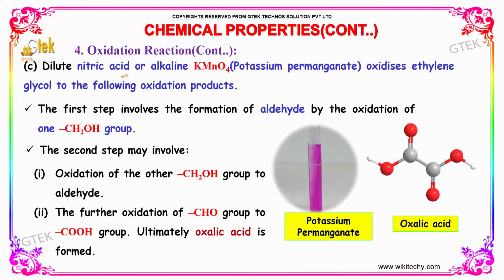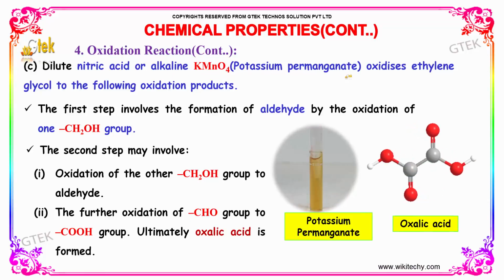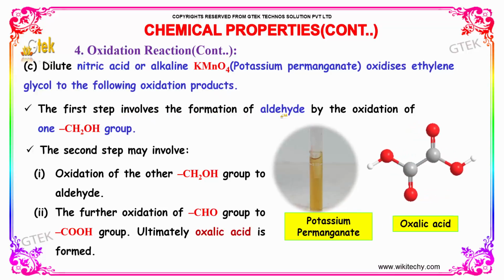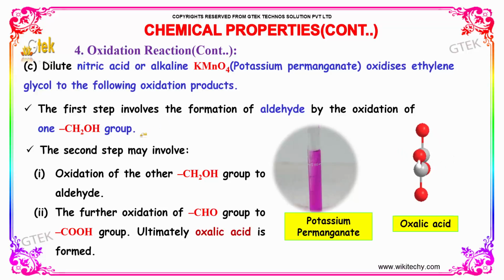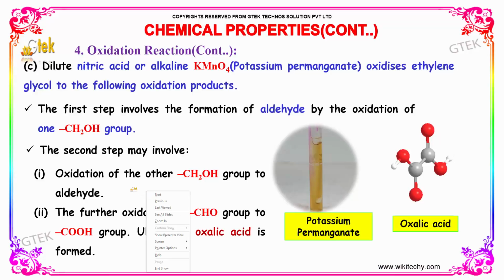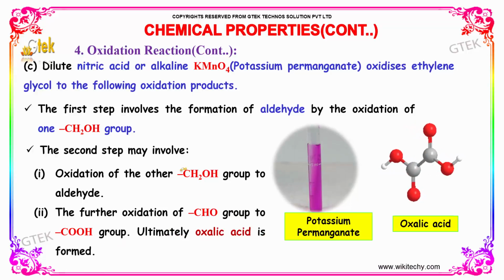Dilute nitric acid or alkaline KMnO4, also known as potassium permanganate, oxidizes ethylene glycol to the following oxidation products. The first step involves the formation of aldehyde by the oxidation of one CH2OH group. The second step may involve oxidation of the other CH2OH group to aldehyde. Further oxidation of the CHO group to the COOH group ultimately forms oxalic acid.